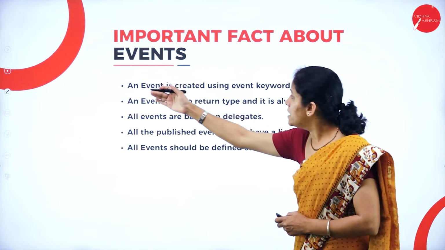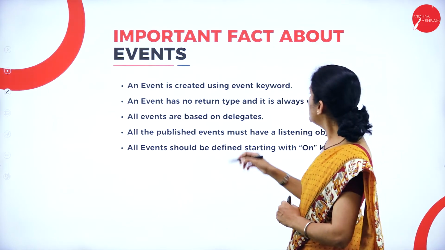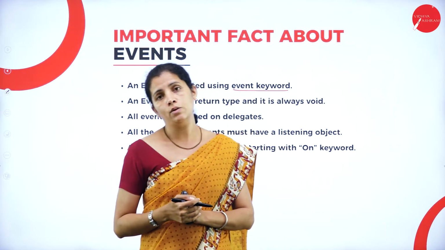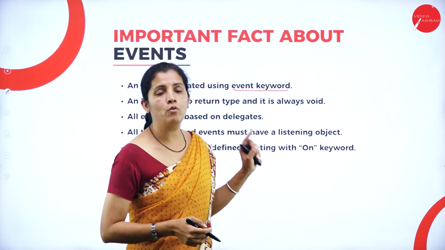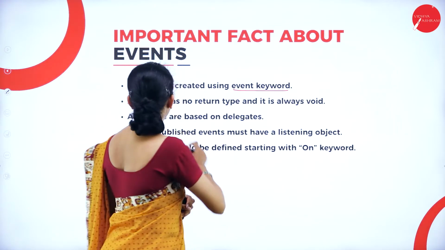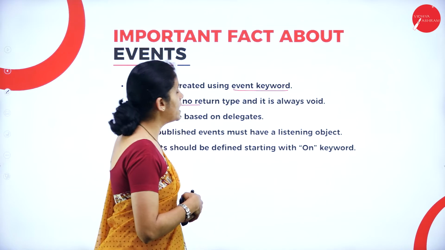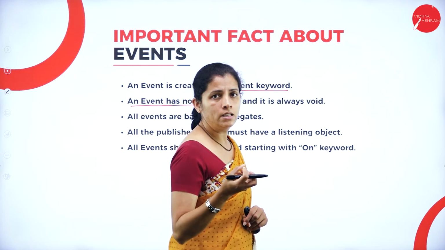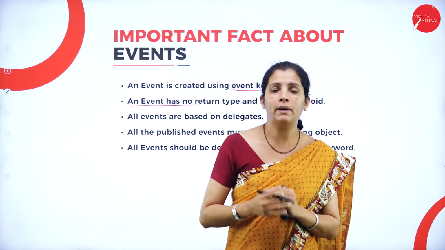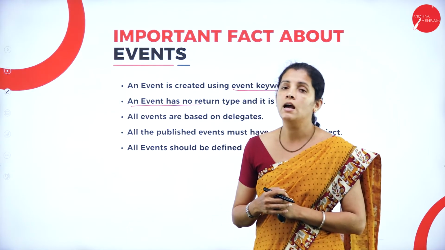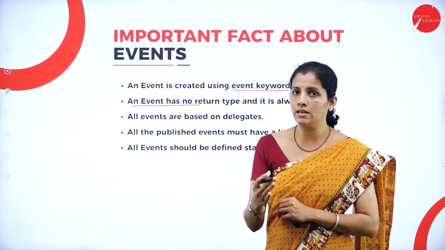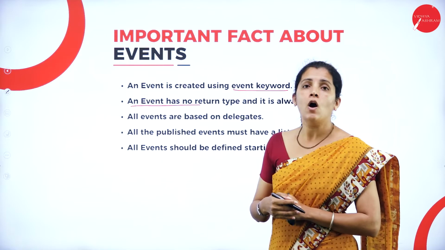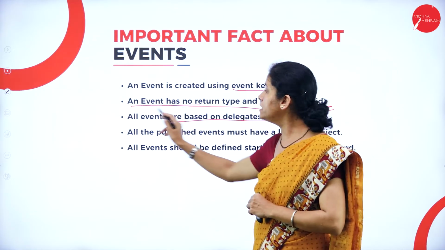An event is created by using the event keyword. That means if I want to create an event in my program, I want to use the keyword event. An event has no return type and it is always void. That means while creating any event, it does not have any return type. By default, it is void. I cannot specify any return type. And what is the return type of an event? That is always void. And all events are based on delegates.